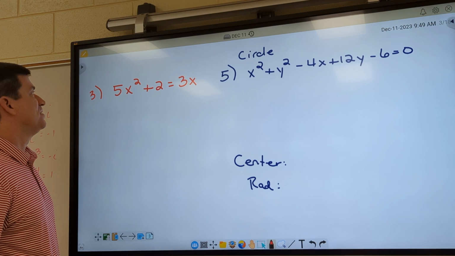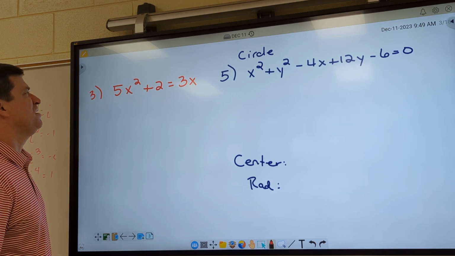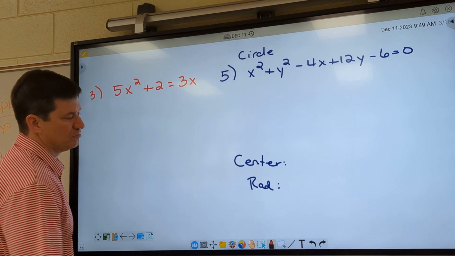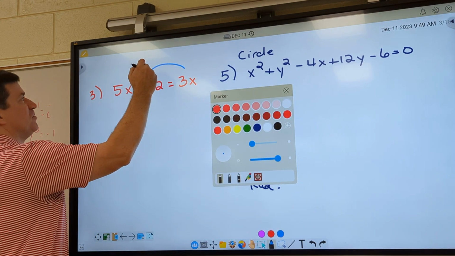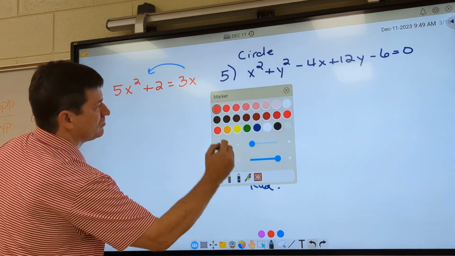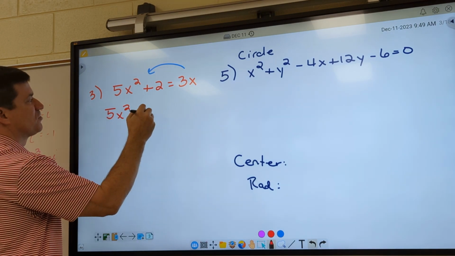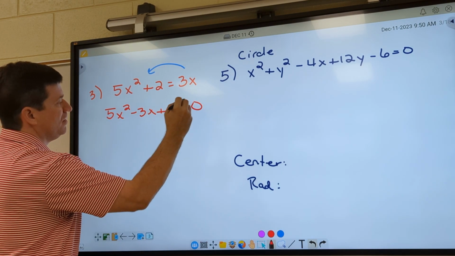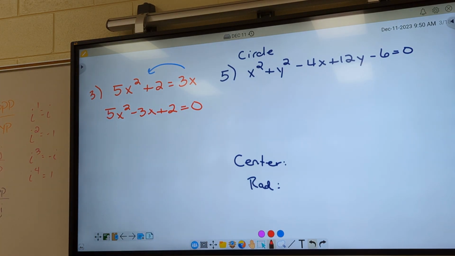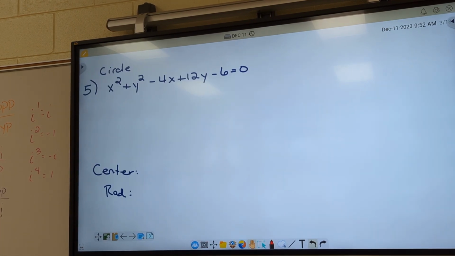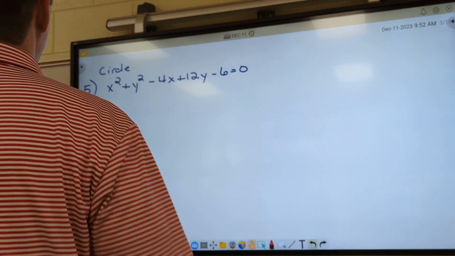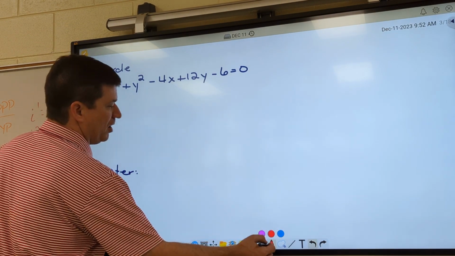All right, number 3. Is it set up like we need it to be? Let's see. Nope. Got to take 3x and move it over. So let's do that. It'll be 5x squared minus 3x plus 2. Now you can plug them in. Go. Easy problem.